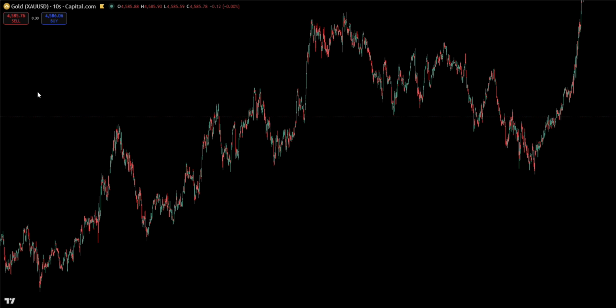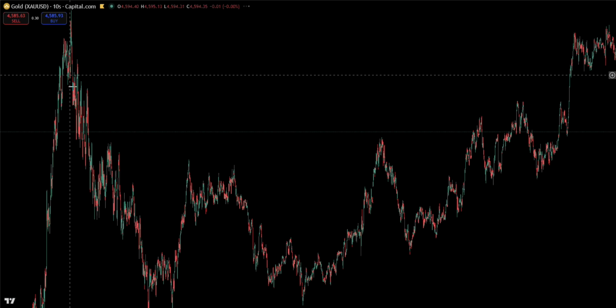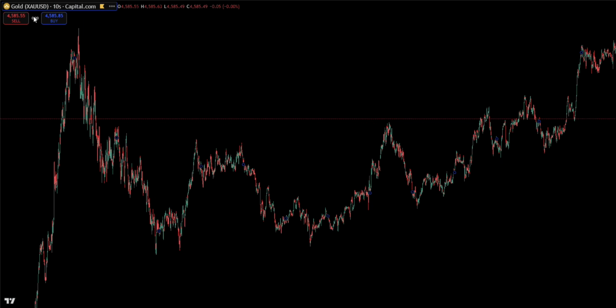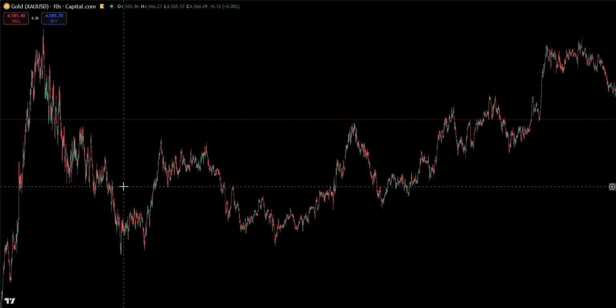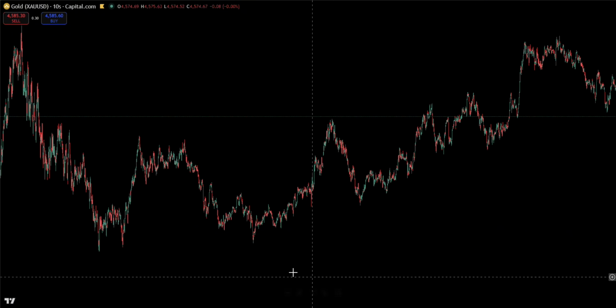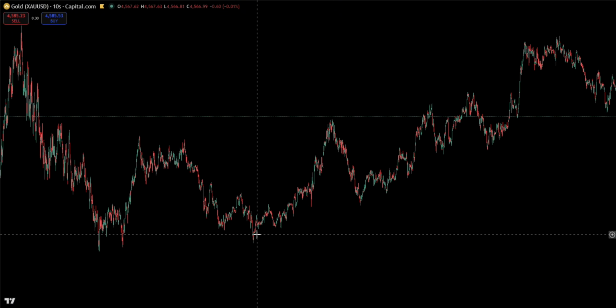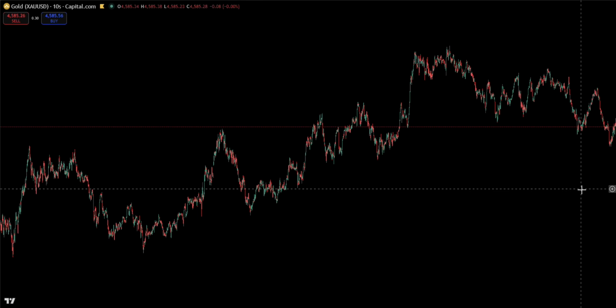So let's start with the first one. I was studying the gold chart from these highs right here, trying to find a continuation model, but we didn't find any continuation model. There is no geometric structure for a Y model. So that's why we started our analysis later from these lows right here, trying to catch a reversal model.